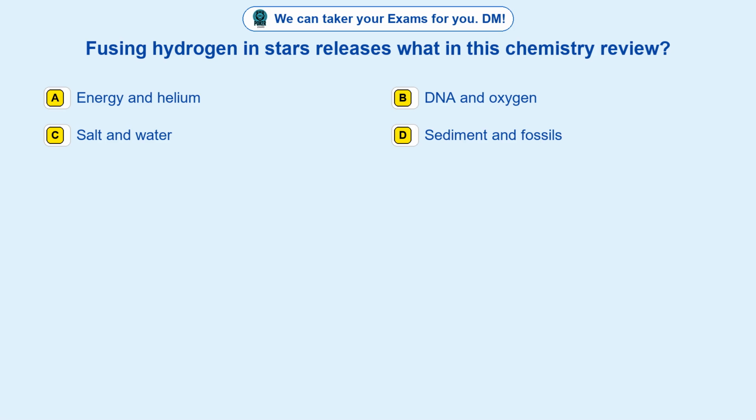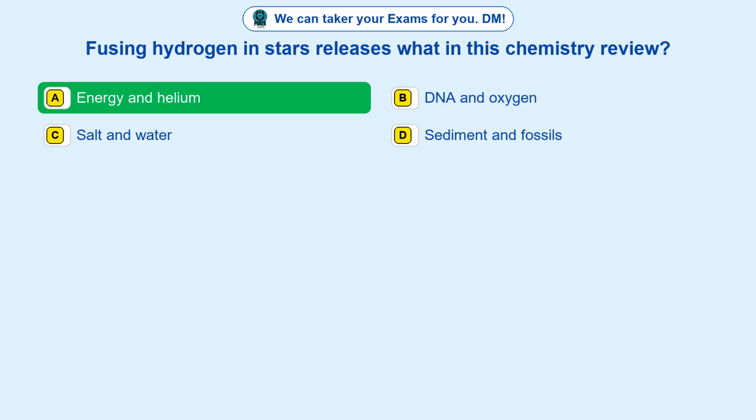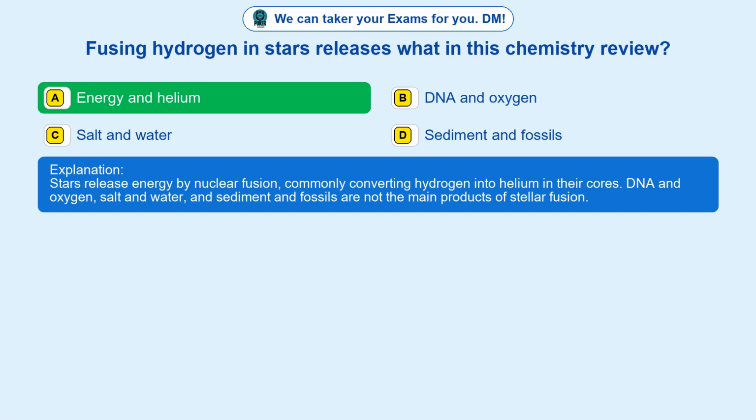Question 93. Fusing hydrogen in stars releases what in this chemistry review? Option A, energy and helium. Option B, DNA and oxygen. Option C, salt and water. Option D, sediment and fossils. The correct answer is option A. Energy and helium. Stars release energy by nuclear fusion, commonly converting hydrogen into helium in their cores. DNA and oxygen, salt and water, and sediment and fossils are not the main products of stellar fusion.